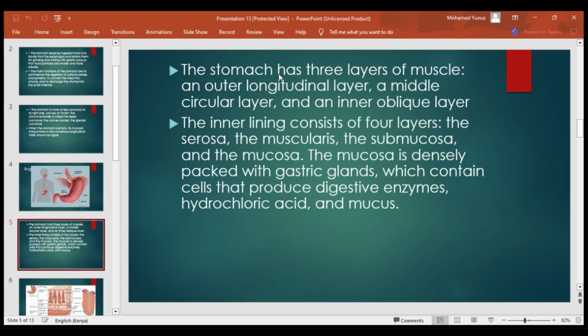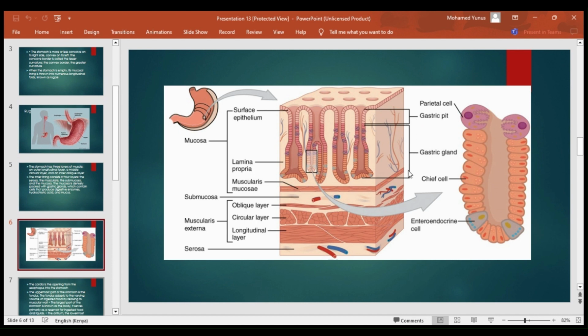Then the stomach has three layers of muscles. We have the outer longitudinal layer, the middle circular layer, and the inner oblique layer. The wall consists of four layers: the serosa, the muscularis, the submucosa, and the mucosa. The mucosa is densely packed with gastric glands. Here are the gastric glands we are talking about. Here is the gastric gland. Then we have the gastric pit right here. Then here the oblique layer of the stomach, the circular layer, and the longitudinal layer of the stomach. Then here's the muscularis mucosa of the stomach.